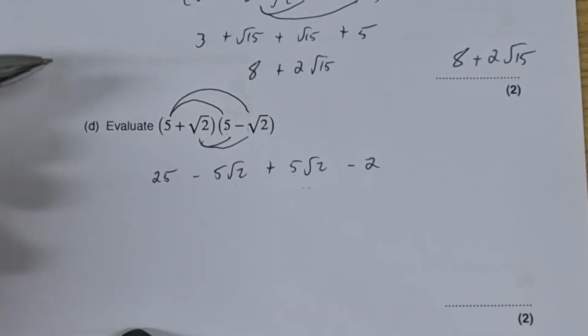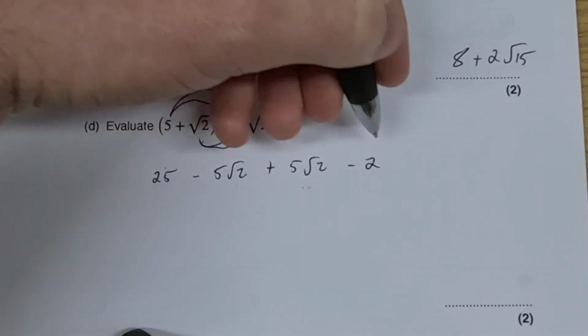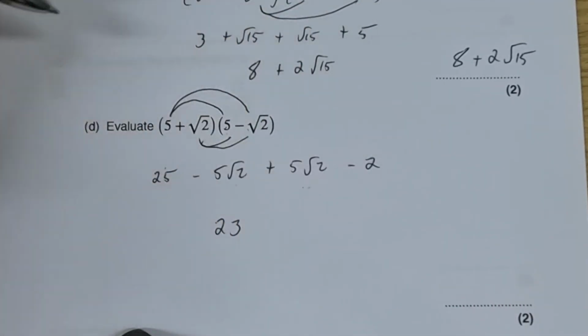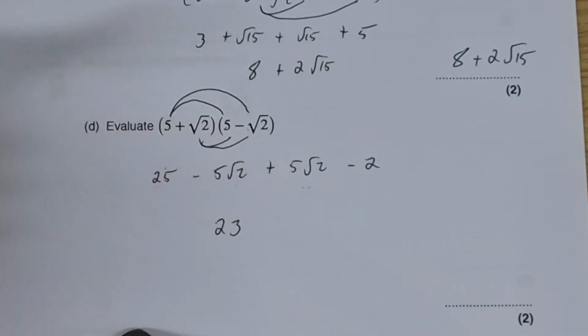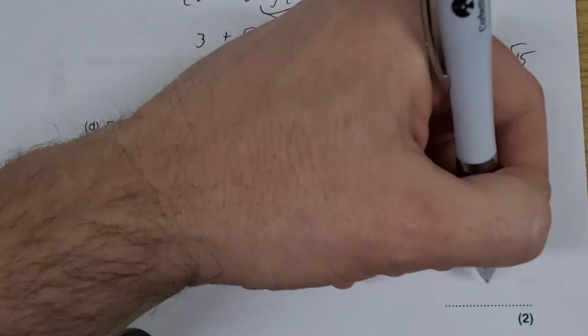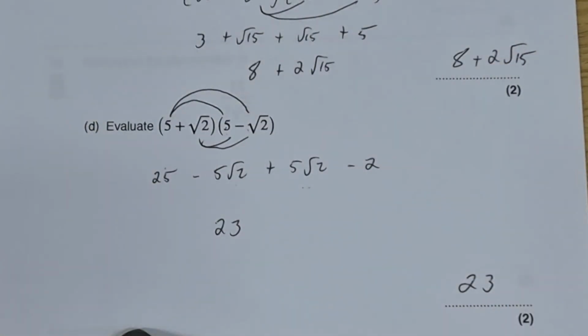And now let's simplify this, because you've got 25 take away 2, that's 23. And then you've got minus 5 lots of root 2 plus 5 lots of root 2. Well, they add together to be 0, so you're just left with 23. So the answer is just 23, and that's it.